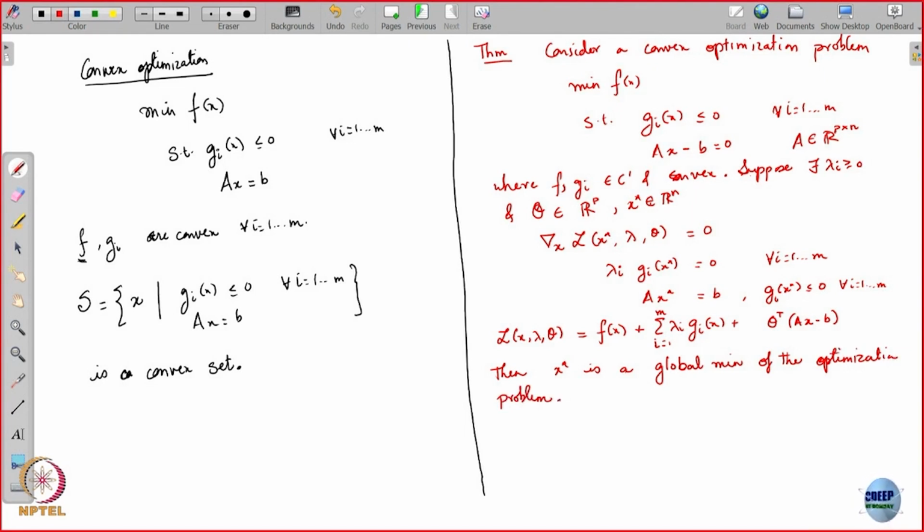So, let us take a moment and absorb this. What is this theorem saying? Take any convex optimization problem written as minimize f(x) subject to g_i(x) less than or equal to 0, Ax equal to b, where f and the g_i's are continuously differentiable and convex. And suppose you can find Lagrange multipliers and a feasible point x star such that the gradient of the Lagrangian with respect to x evaluated at x star, lambda and theta is equal to 0, and lambda_i times g_i(x star) is equal to 0. That means complementary slackness holds and the point x star is feasible. In that case, we must have that x star is a global minimum of the optimization problem.